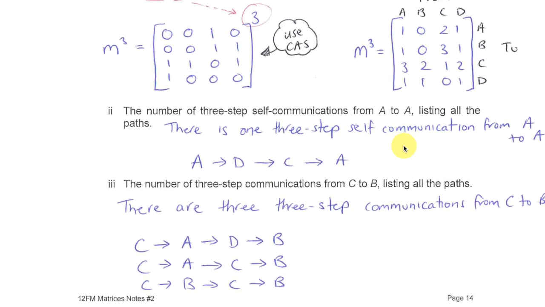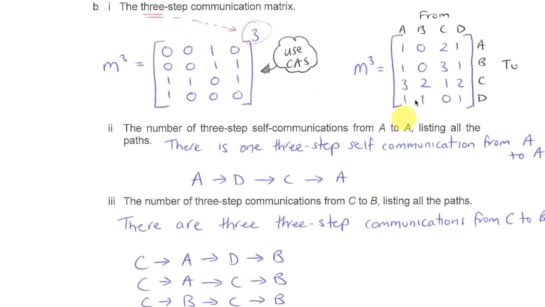All right, this time what we're asked to do is take a look at the number of three-step communications from C to B. So if we go from C to B, you see that there should be three paths that are possible that involve three steps. And they're listed here. Let's just go through one. You can double check these, of course, but our first one there is CADB.